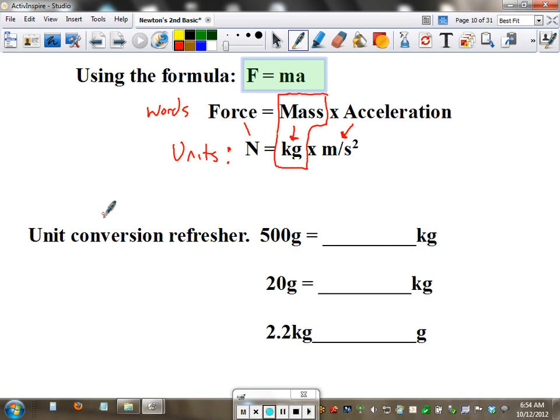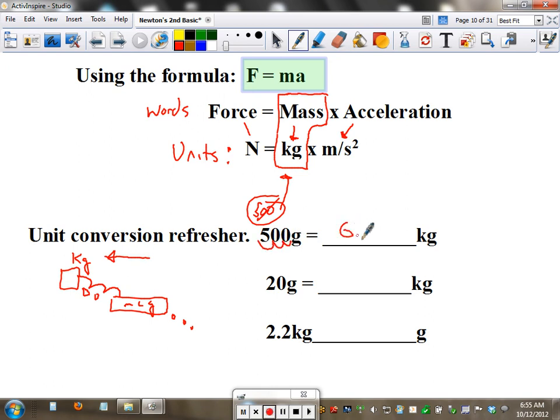Let's do a quick unit conversion refresher. What if you know the object is 500 grams? You cannot put 500 there. You must first change it to kilograms. So we've got the boxes from your old stuff. This is meters, liters, and grams, and this is getting smaller. Kilograms is up here. So if I'm going from grams, 1, 2, 3, left, that means I move the decimal 1, 2, 3: 0.5.